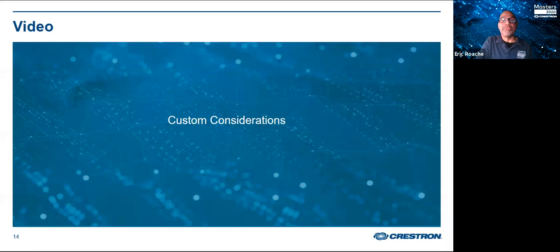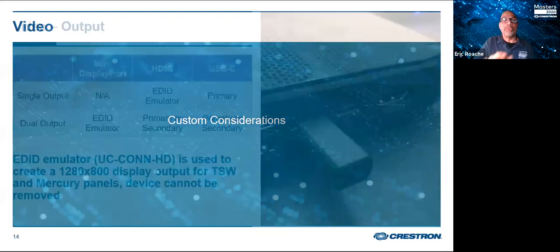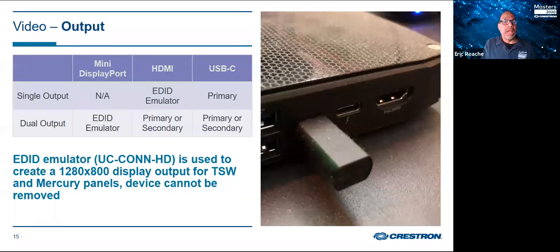We're going to start with the video spoke of our wheel of Flex and look at the custom considerations on the video side. We'll start with video output. And on the output side, it can either be a single or dual display. And in every case, you must include the EDID emulator. This is shipped with the product and is used to create a 1280 by 800 display output for TSW and Mercury panels to provide the user interface to control the platform. This EDID emulator should never be removed, and it says so on the bottom after you remove it.